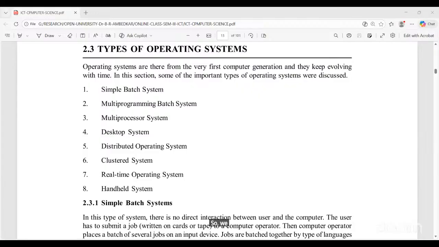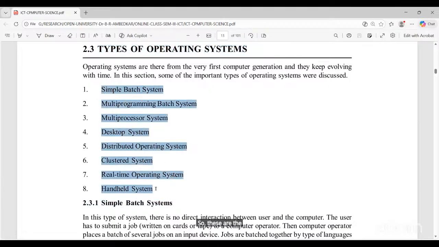So we are understanding operating systems. We are understanding the types of operating systems. So these are the types of operating systems there are. The purpose of all these operating systems is to be an interface between the user and the computer hardware.